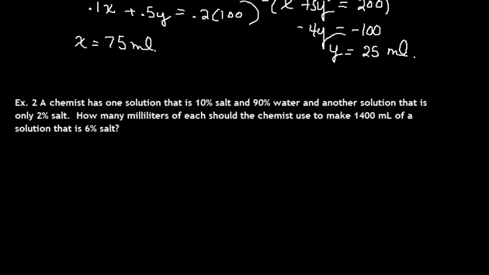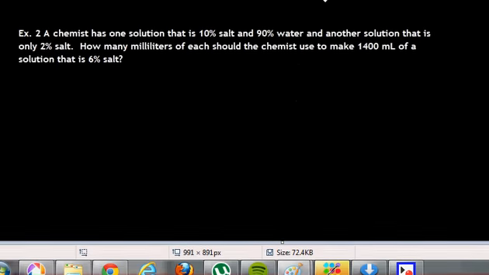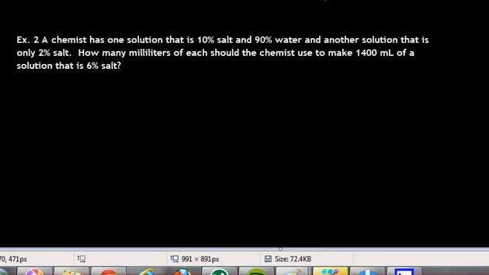This one says a chemist has one solution that's 10% salt and 90% water, and another solution that's only 2% salt. How many milliliters of each should the chemist use to make 1,400 milliliters of a solution that's 6% salt? So first thing you should do, just like when you do the distance problems, you draw your picture. Now, if you can get by without drawing your picture at some point, that's fine. But the pictures are kind of cool.